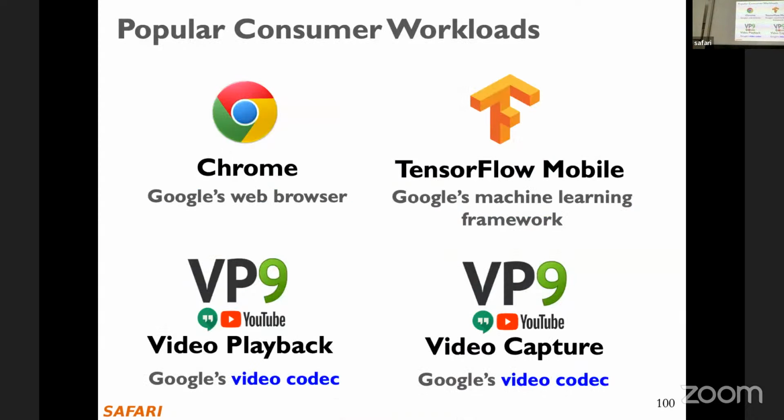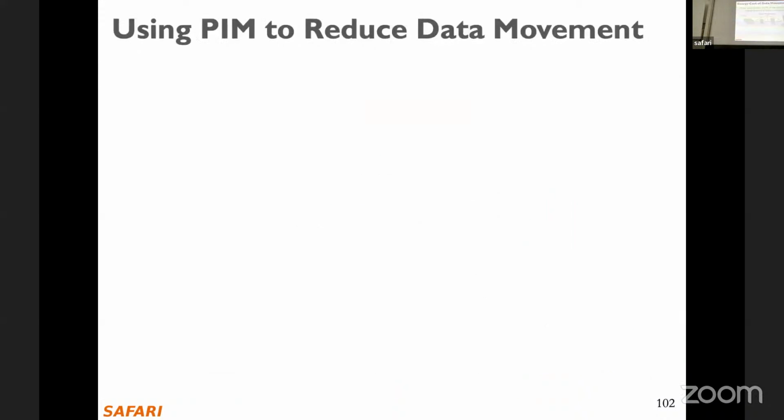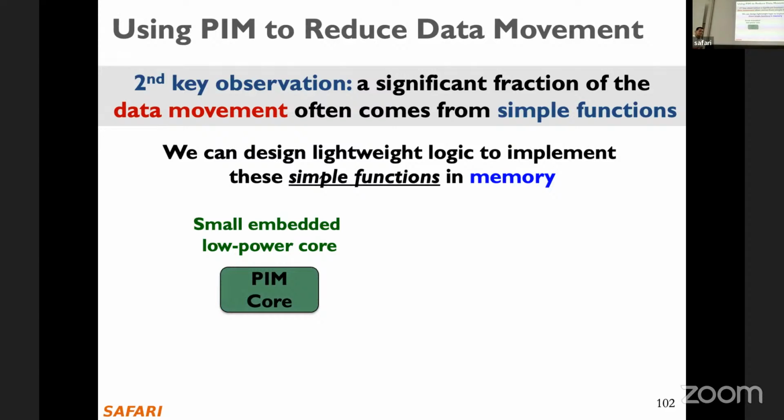So we look at these 4 popular workloads that you run on your phone, for example, and we did some analysis of them. We saw that for several of those applications, 62% of the total energy in the system is spent just moving data across the memory hierarchy itself. The second observation is that the energy spent on data movement comes from executing really simple functions or really simple computation. So we don't need powerful processors to accelerate those functions.